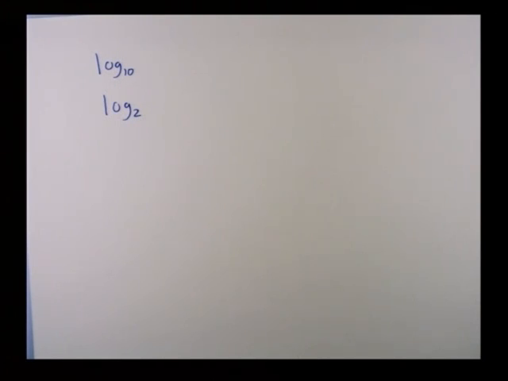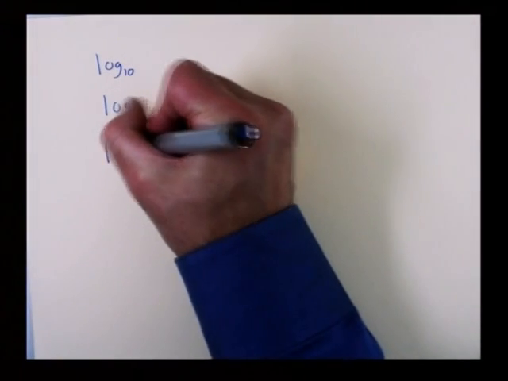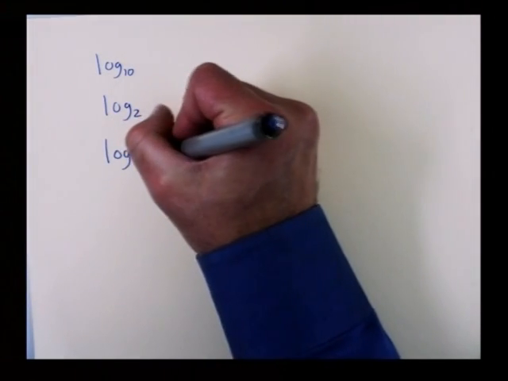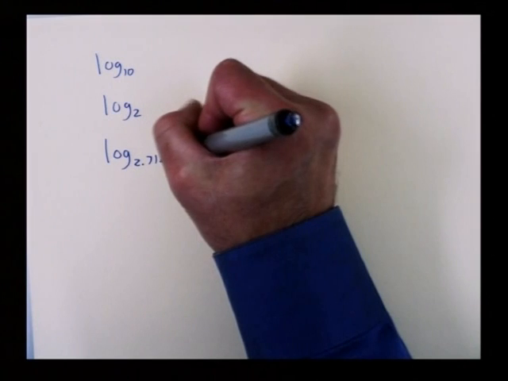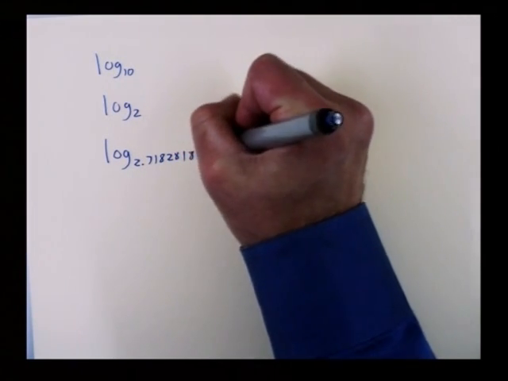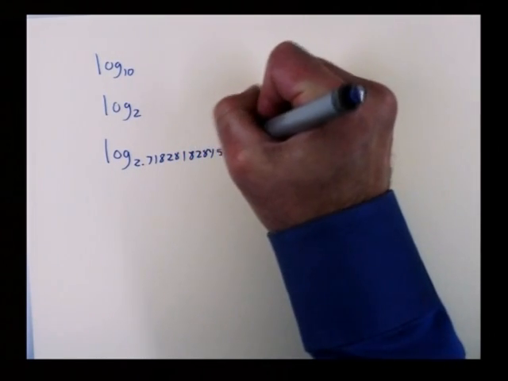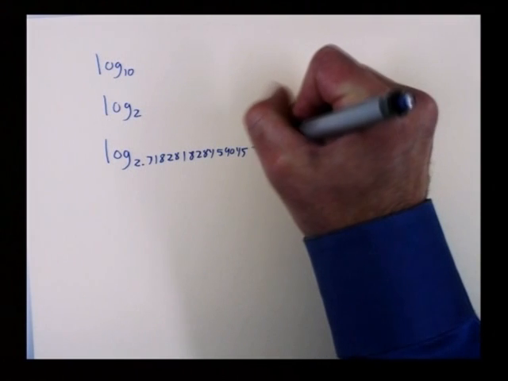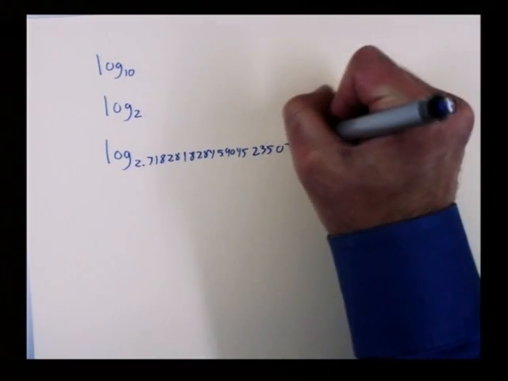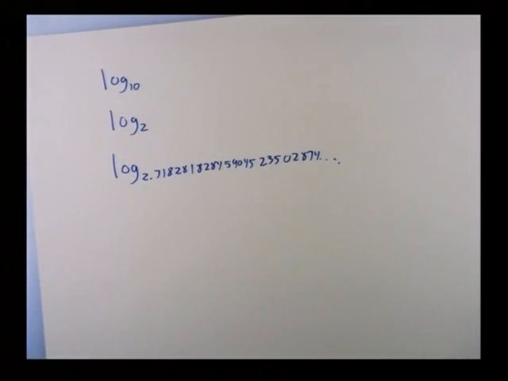I've never met a student who believes me when I tell them this, but it turns out the best, the most elegant, the easiest, the most natural base of logarithms is the following. It's a logarithm base 2.7182818284590, and we could keep going for a long time. In fact, the most natural base is one that never ends. It's a number a little more than 2.7, and it's one that goes on and on.